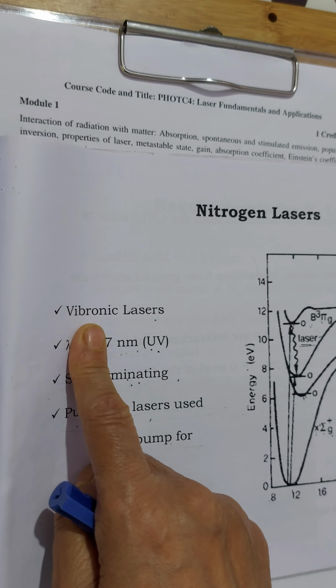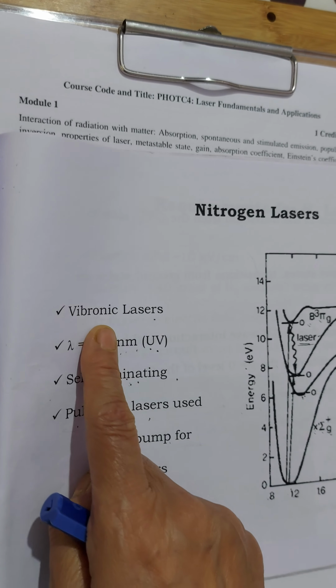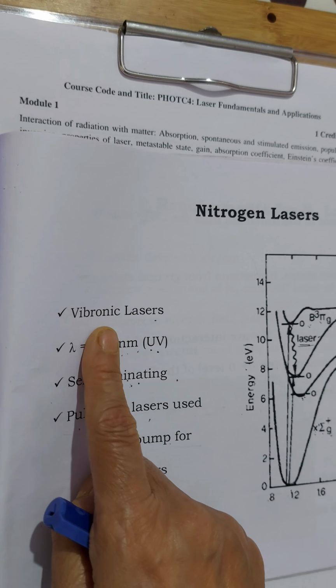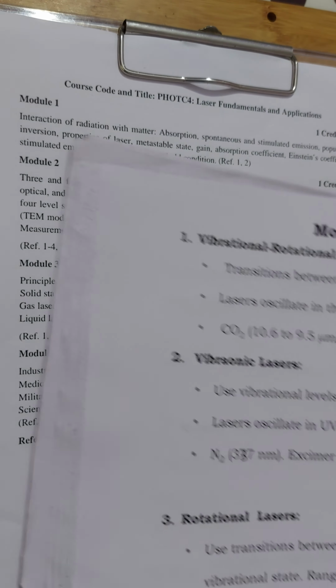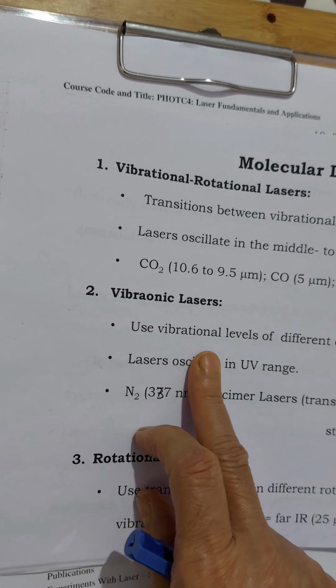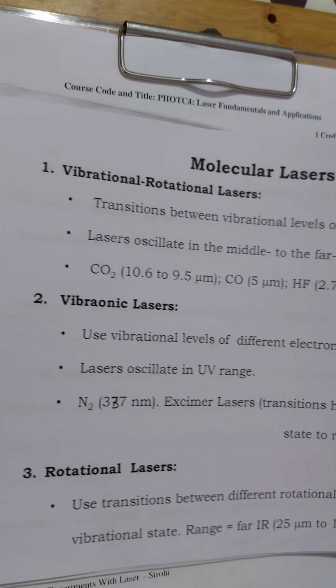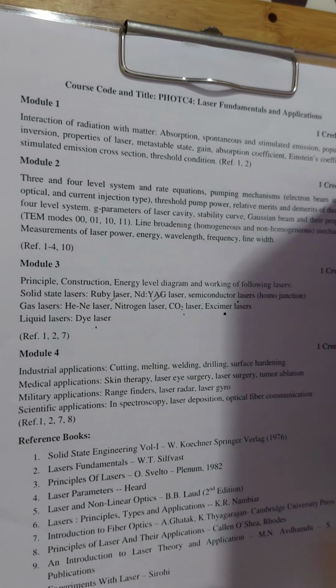Vibronic is relating to transition between the molecular energy states when modified by the vibrational energy. Right? So this basically comes under the category of vibrational levels of different electronic states. Okay, and these lasers oscillate in the ultraviolet range.